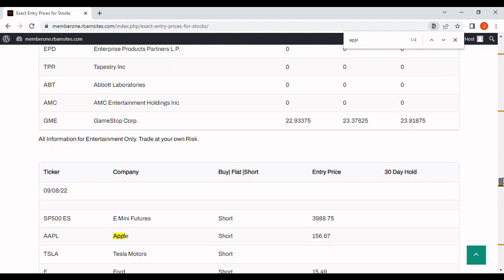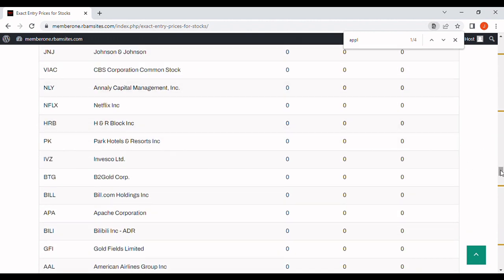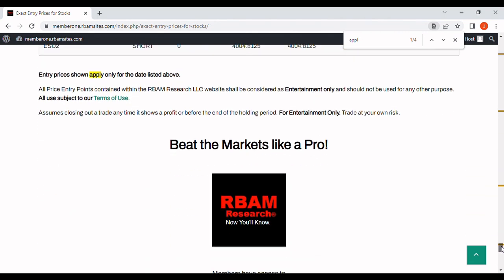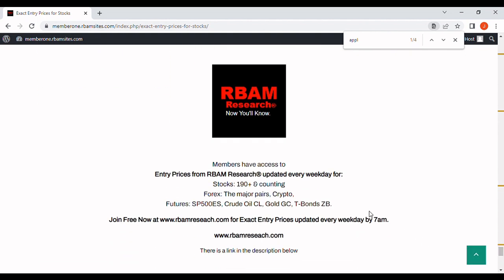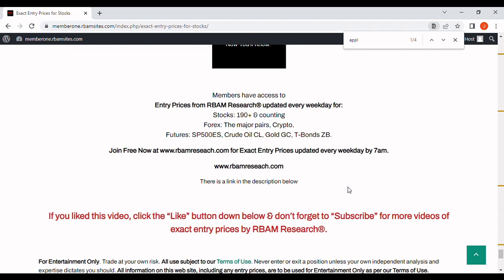The prices you saw above all come out every morning, before 7 a.m. You can get everything that you just saw here, except that beta system, at rbamresearch.com. It's absolutely free, no credit card required. All out before 7 a.m. for 190 stocks, the major forex pairs, BTC for crypto, and the most liquid futures contracts. Everything that's out Monday through Friday right now is shorts or longs, except for stocks. And as I said, the 190-plus stocks are currently just longs. We're working on putting the beta trend following system out with the shorts in the near future.